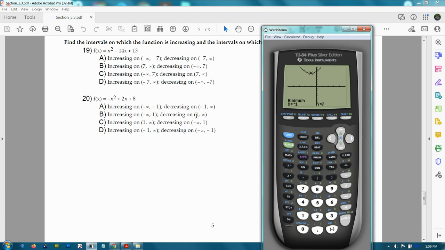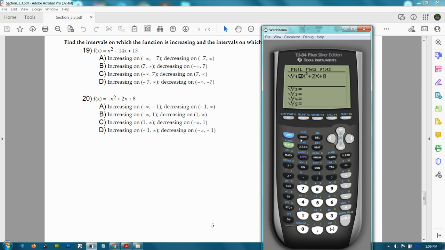All right, decreasing from negative 1, number 20. Decreasing from 1, I'm sorry. Decreasing from negative infinity to 1. And why is this guy telling me letter B, decreasing from 1 to infinity? Oh, let me see if I get the right graph here. Well, yeah, that would help if I had the right one.